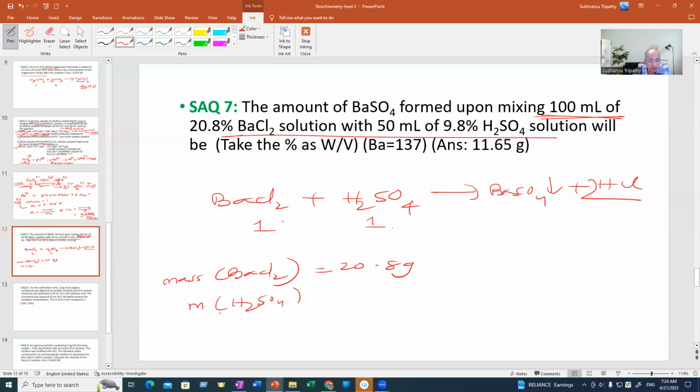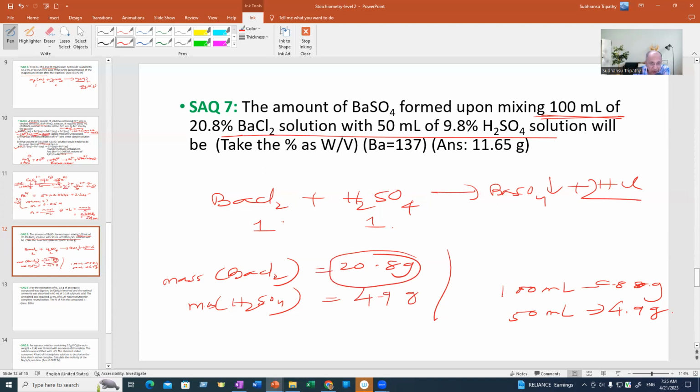sulfuric acid. So what is the mass of sulfuric acid taken? This time it will be less. If 100 ml of sulfuric acid solution contains 9.8 gram, but we have taken half of it, 50 ml will contain how much? 4.9 gram. So these amounts are taken: for barium chloride, it is 20.8, and for sulfuric acid, it is 4.9. You can convert this into moles, or else you have to find out the molar mass.